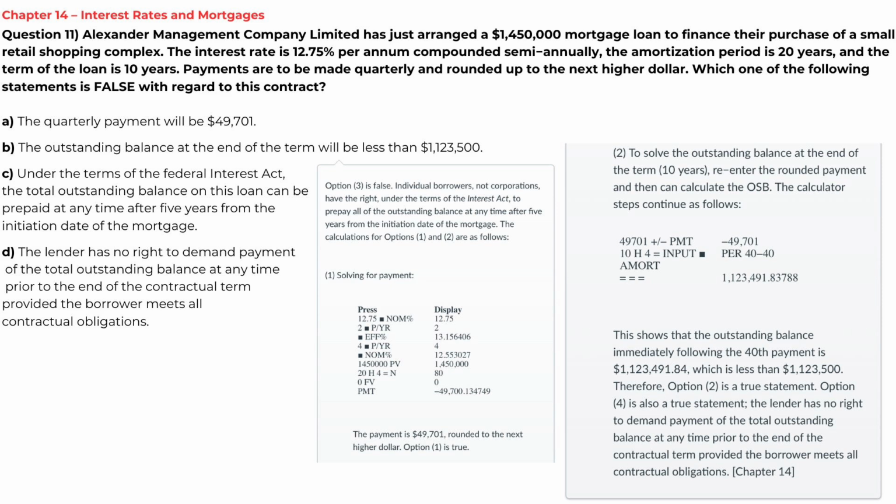Calculator displays 1,123,491.3788. This shows that the outstanding balance immediately following the 40th payment is $1,123,491.84, which is less than $1,123,500. Therefore, option 2 is a true statement. Option 4 is also a true statement. The lender has no right to demand payment of the total outstanding balance at any time prior to the end of the contractual term, provided the borrower meets all contractual obligations.